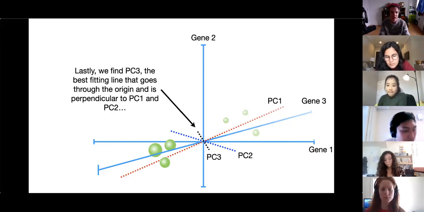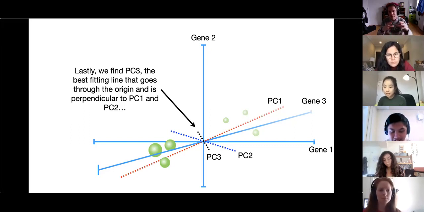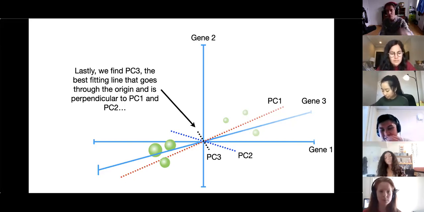Lastly, we find PC3, the best fitting line that goes to the origin and is perpendicular to both PC1 and PC2. And I can't do that with my arms. So you just have to take my word for it that in 3 dimensions, we've got one more axis, I guess, going like this. It's kind of a mess, but you can get the idea that in 3 dimensions, it's possible to have 3 different lines that are perpendicular to each other, just like the original axes are, but just rotated in a new orientation.